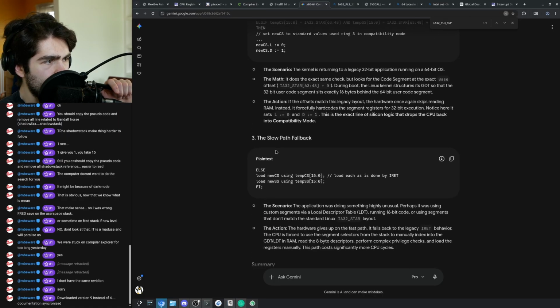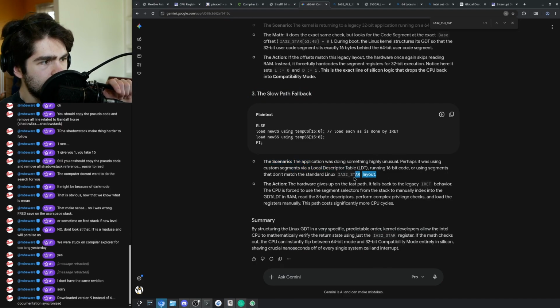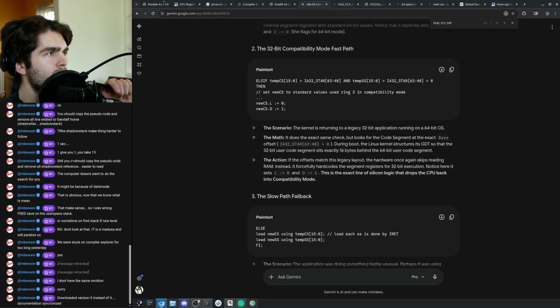The slow path fallback. The scenario: the application was doing something highly unusual, perhaps something custom with the segments, that doesn't match the standard Linux IA32 STAR layout. Okay, makes sense.